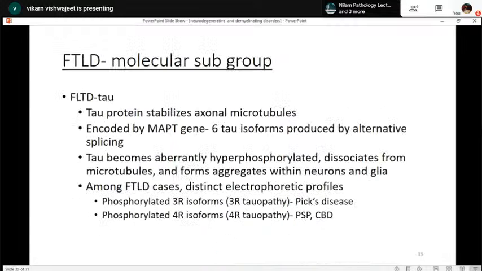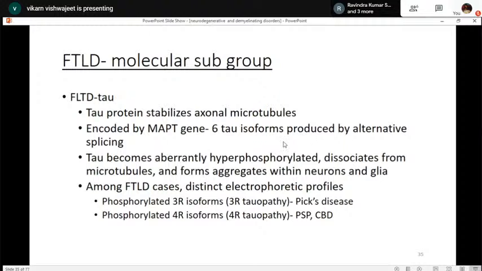Coming to the molecular group FTLD-tau. Tau protein is encoded by the MAPT gene, and it helps in the stabilization of axonal microtubules. In pathological conditions, it becomes aberrantly hyperphosphorylated, dissociates from microtubules, and forms aggregates within neurons and glia.